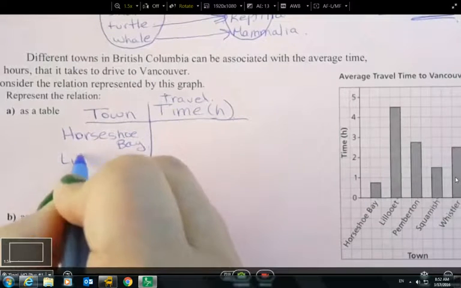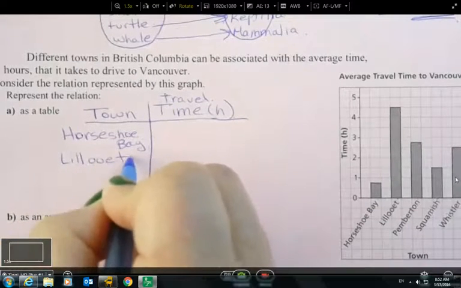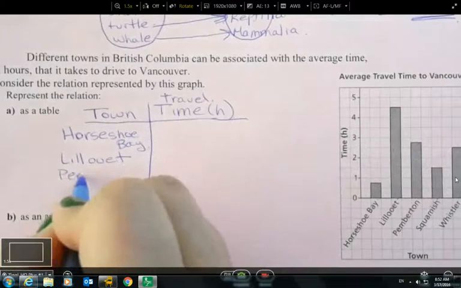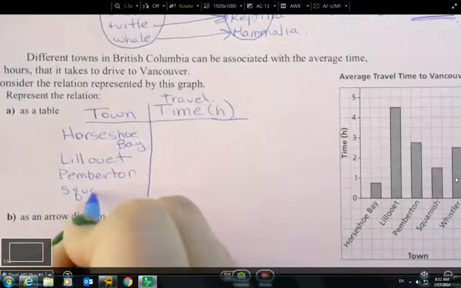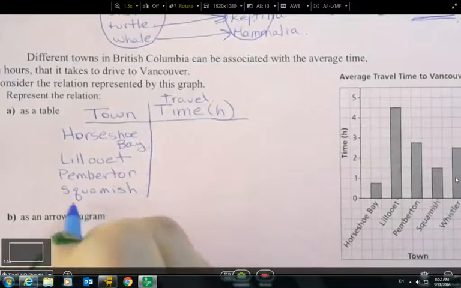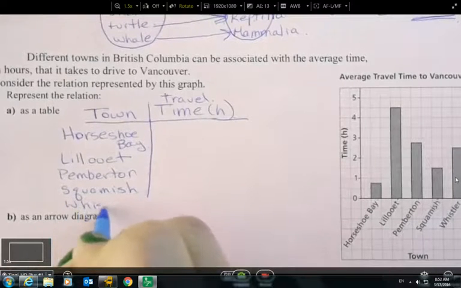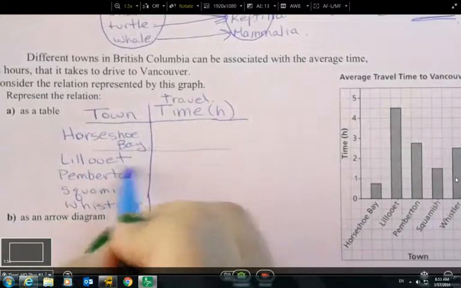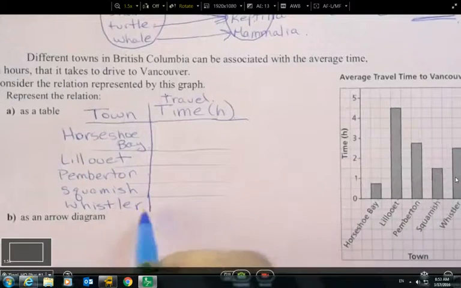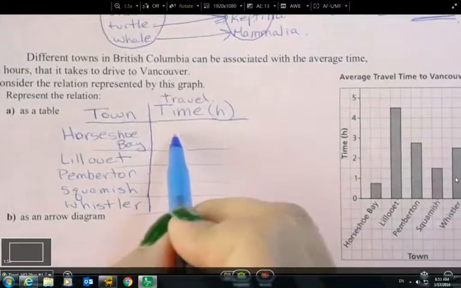Then I've got Lillooet. Then we've got Pemberton, Squamish, and Whistler. All right. So I'm just going to create my little table of values here. And now I'm going to write in the times for each one.